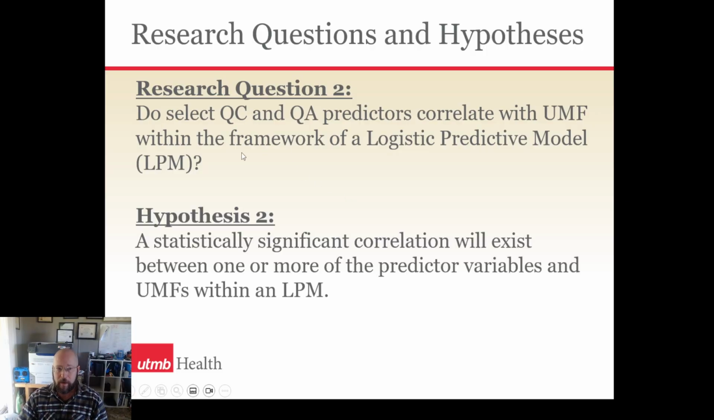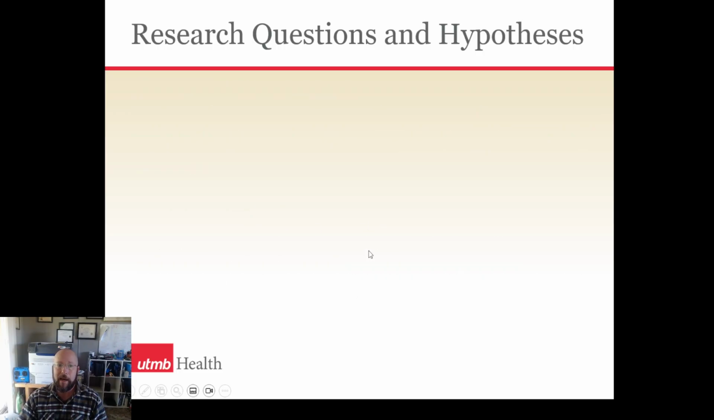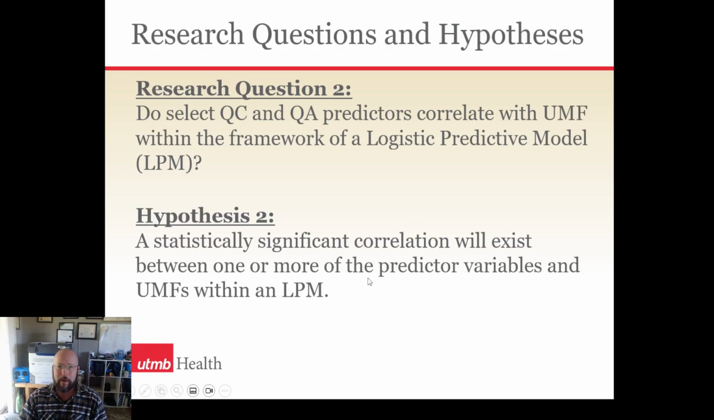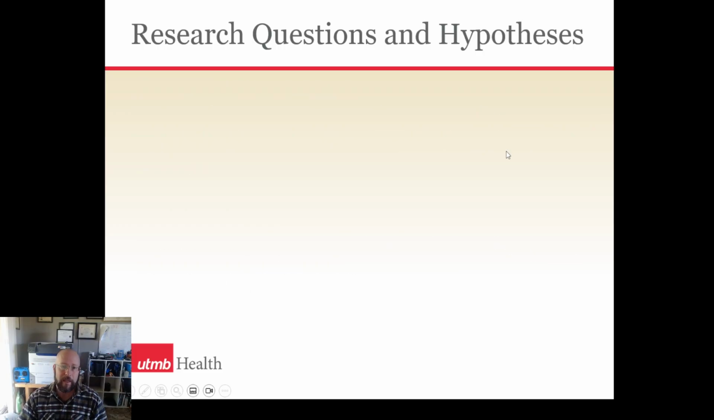My second research question is, do select QC and QA predictors correlate with mechanical failure in a framework of a logistic predictive model? And so simply put, a statistically significant correlation will exist between one or more predictor variables and mechanical failure within that model. So in other words, can we build a model that predicts or correlates mechanical failure with QC and QA results?